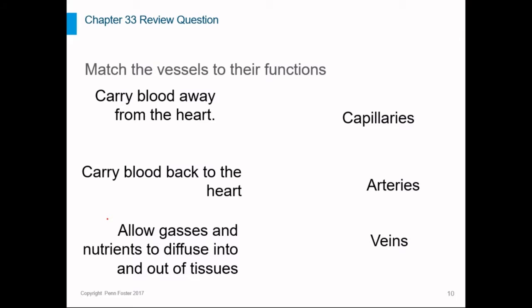So carrying blood away from the heart is the arteries. An easy way to remember that is arteries move away. They both start with an A. Carrying blood back to the heart is the veins. And then allowing the gases and nutrients to diffuse into and out of tissues is the capillaries.